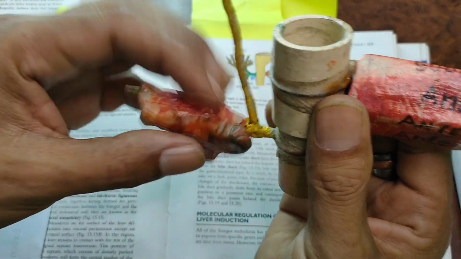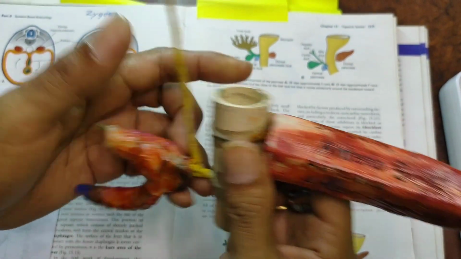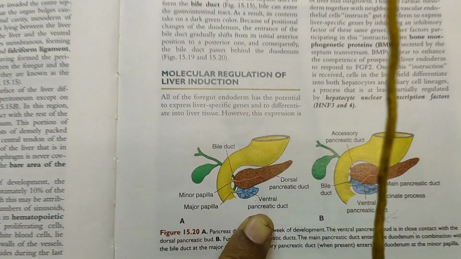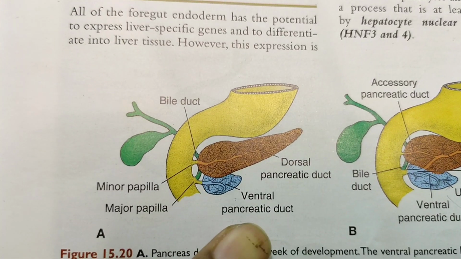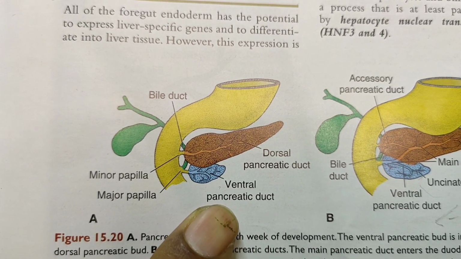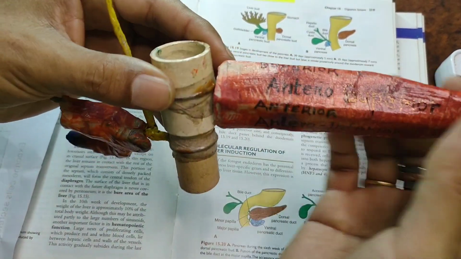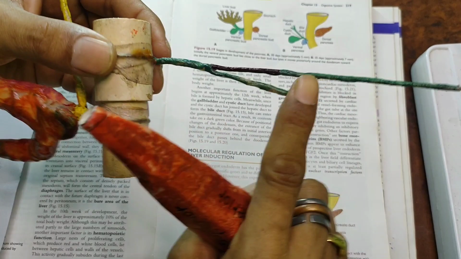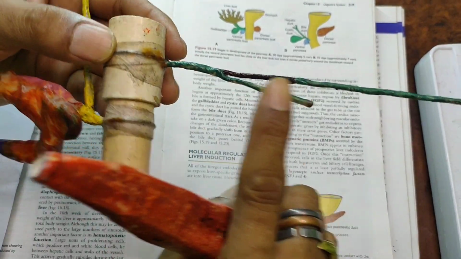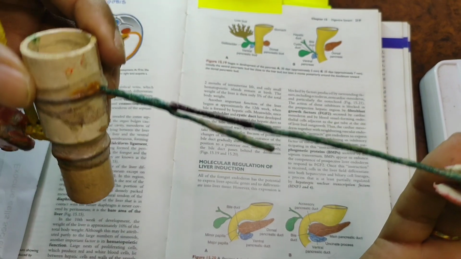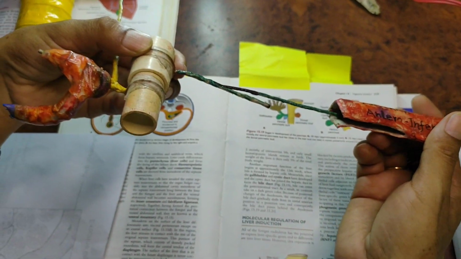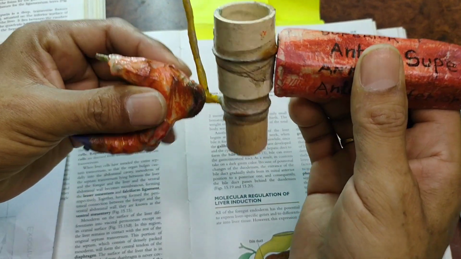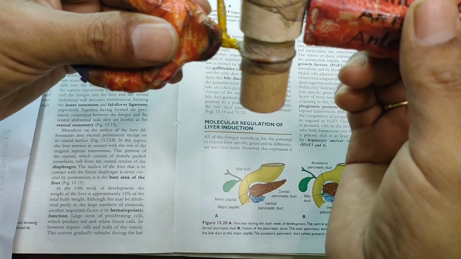So this is the ventral bud and this is the dorsal bud. Within this ventral bud, this is the ventral pancreatic duct. Then this is the dorsal bud, and within the dorsal bud, these are the dorsal pancreatic ducts. So this is the ventral bud and this is the dorsal bud. Due to rotation of the gut, there will be fusion.